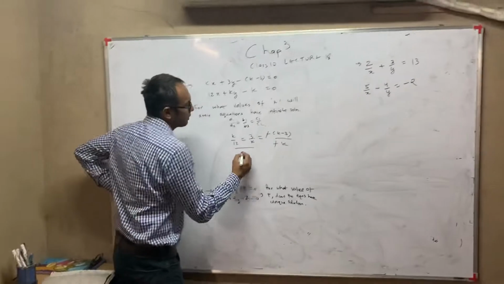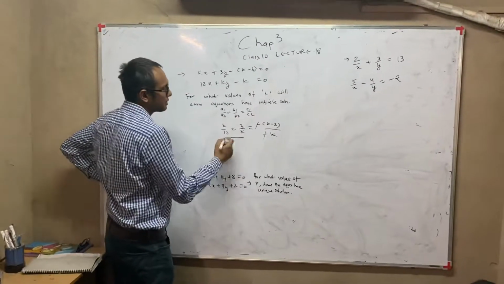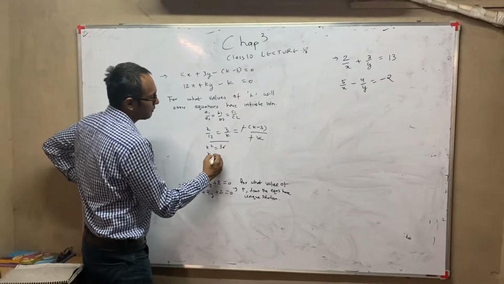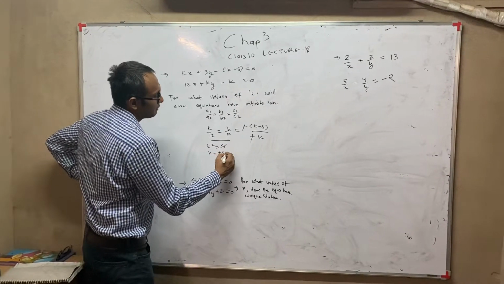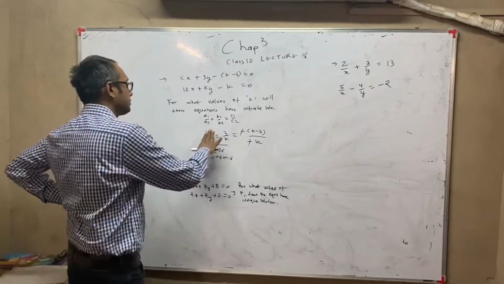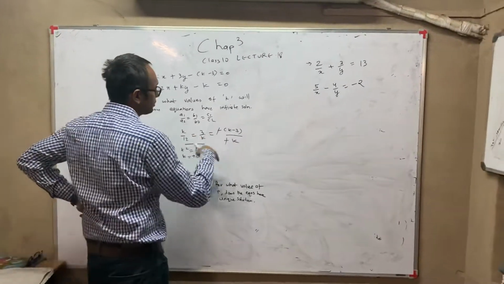Now we choose any two equations. Say we choose these two, and then solve it. k square is equal to 36. Therefore, k is equal to plus 6 or minus 6, because in roots we always get 2. Now suppose I have chosen these two. Now I will choose these two.